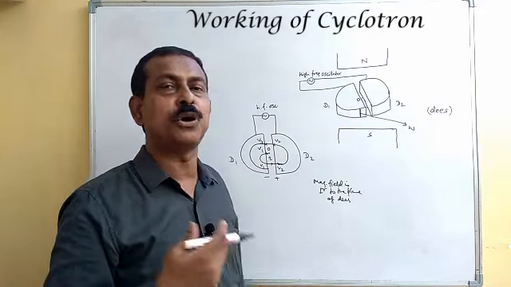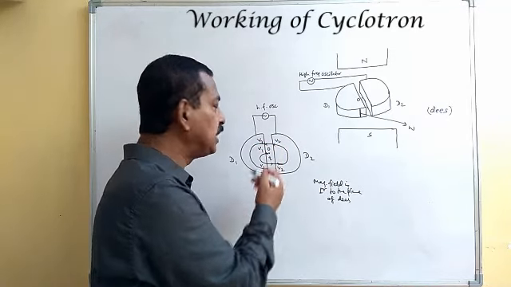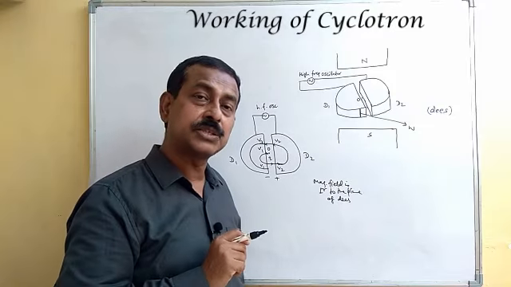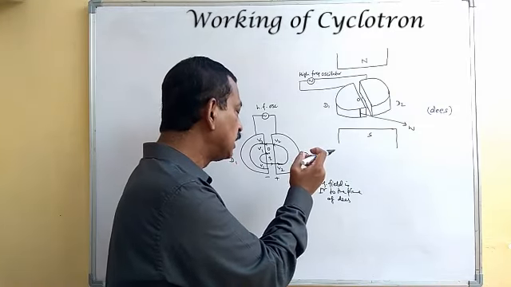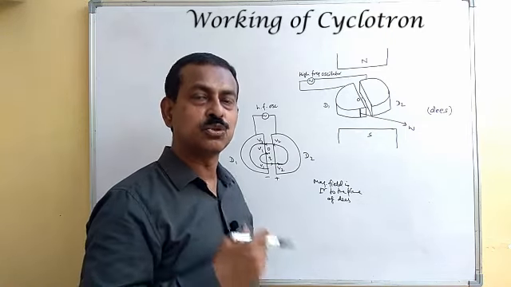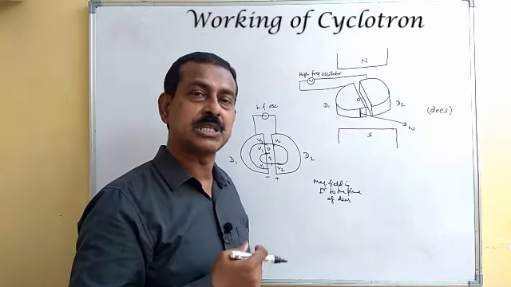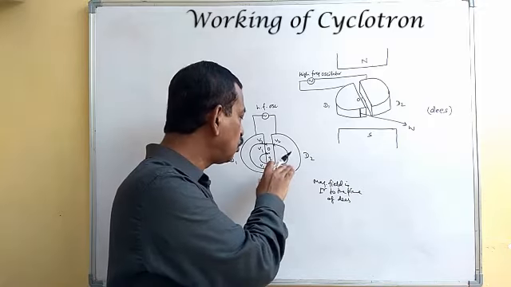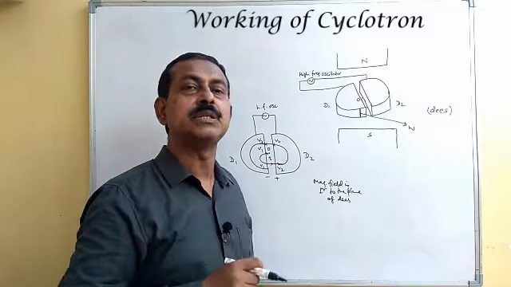Now here just remember, we say synchronous motion just in this way, that by the time it completes its revolution inside the D and it comes out, the polarity gets changed. Because if the polarity does not get changed, in that case it will experience force in the backward direction, which will not make it accelerated throughout the motion. So it will not increase the velocity continuously. So this is the reason why the polarity should get changed once it comes out of the D and enters the gap between the D's. So this is how the charged particle gets accelerated inside the cyclotron.